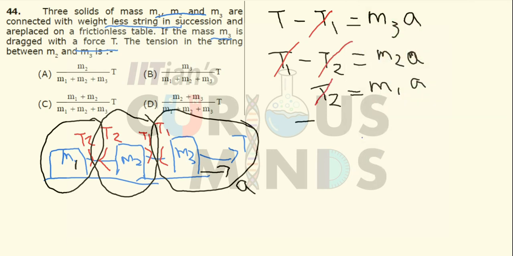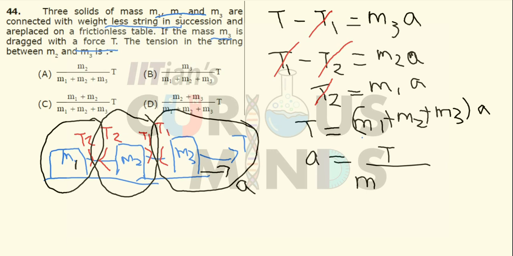So the only term remaining over here will be T equal to m1 plus m2 plus m3 into a. I can take a common. So a over here will be equal to T divided by m1 plus m2 plus m3. Now I got the value of the acceleration. Now they have asked the tension in the string between m2 and m3. So they have asked for this tension, that is T1. I have to calculate the value of T1 over here.